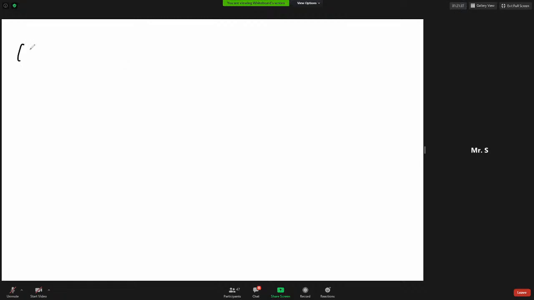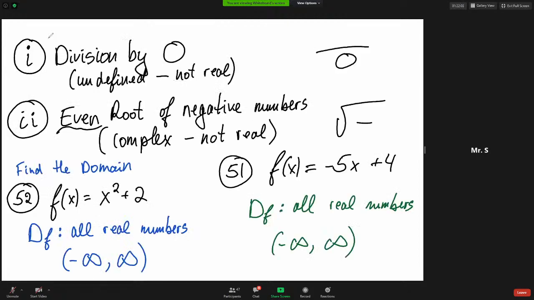60 is all right. So for 60 we have, again, capital G is the name of the function. G of x is equal to the square root of 1 minus x. So in this case, there is no division. We do not have to worry about division by 0, but there is a square root, which is an even root. So that takes us back here, right? That's the second thing we have to be careful about, the even roots.